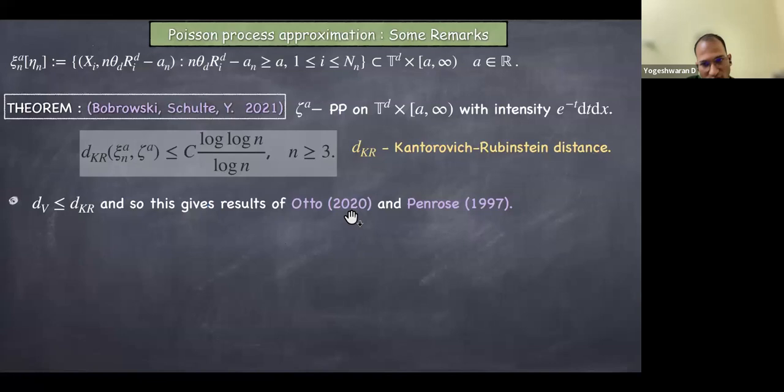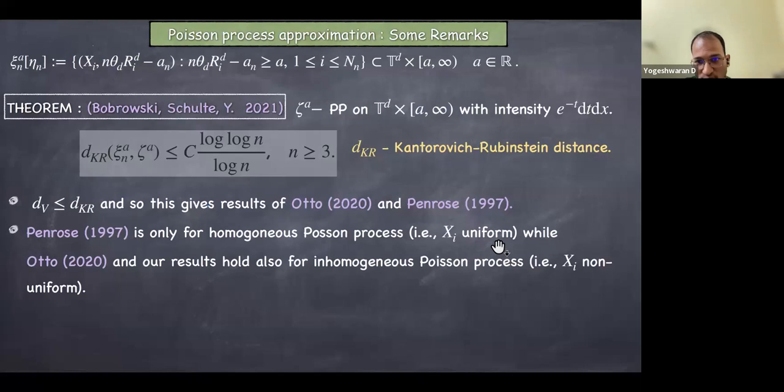Okay. Moritz's result won't give Matthew's result because Matthew considers the general point process. Moritz considers only the projected one to the torus. But we do. Matthew's is for homogeneous, the XIs have to be uniform. But Moritz and our results hold also for inhomogeneous. Okay, non-uniform densities are okay, provided they are suitably bounded away from zero, and maybe we need some continuity assumption or some slight assumptions on the density for technical reasons.